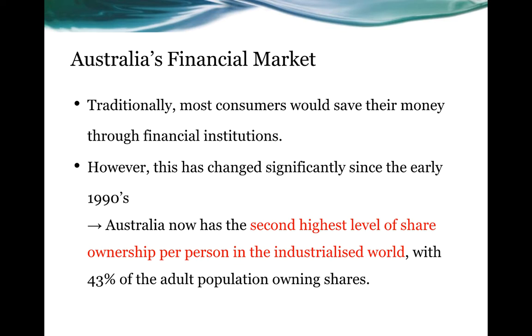A little bit of context. Australia now has the second highest level of share ownership per person. A lot of this actually isn't owned by individuals, as in they've invested in shares. It's actually through their superannuation. So lots of individuals' superannuation funds are investing in shares rather than people's deliberate choices to go out and buy shares. So it's something important to note.